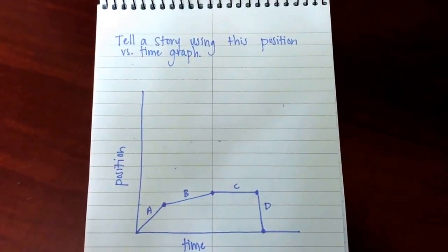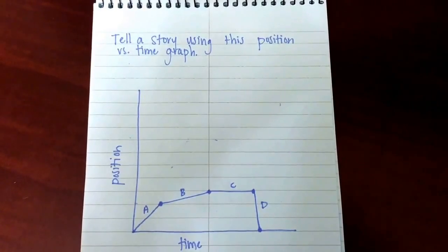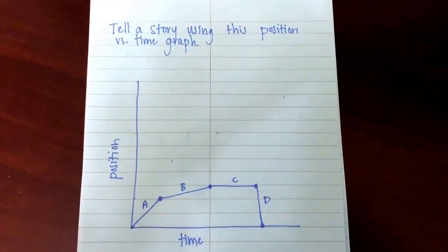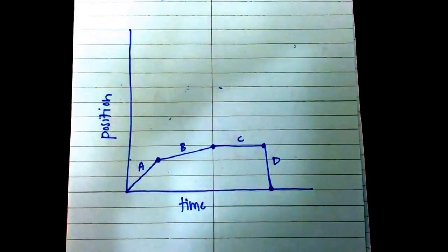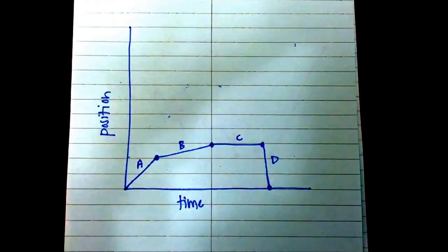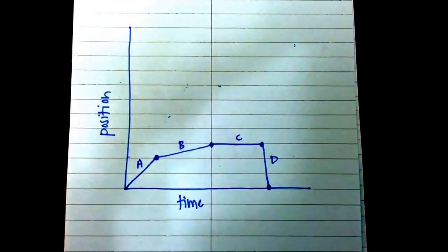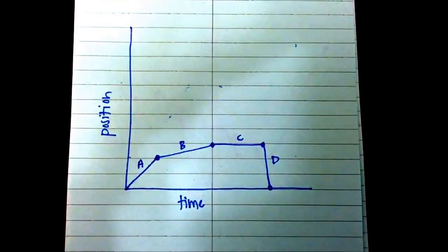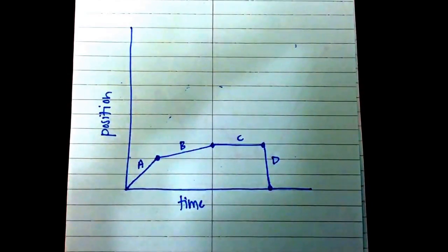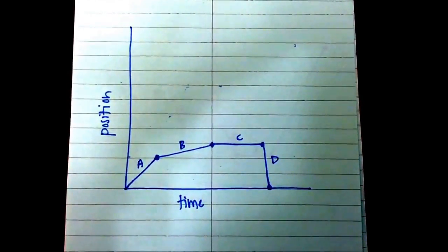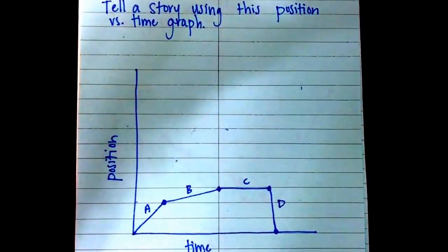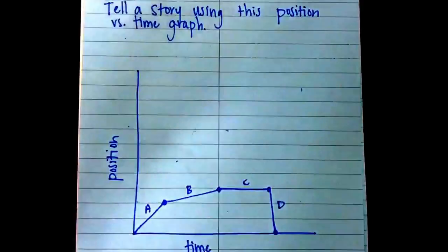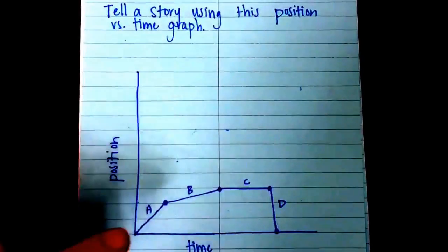So a good way to practice this would be to draw yourself a graph, a position versus time graph, and then tell a story. So take a look at this graph, and I want you to create a story using those words before of slow speed, fast speed, away from home and toward home.